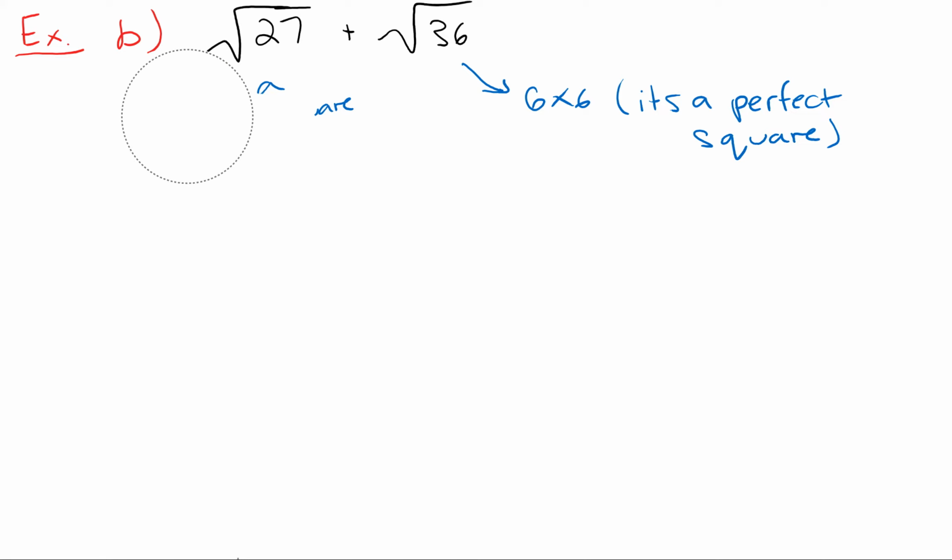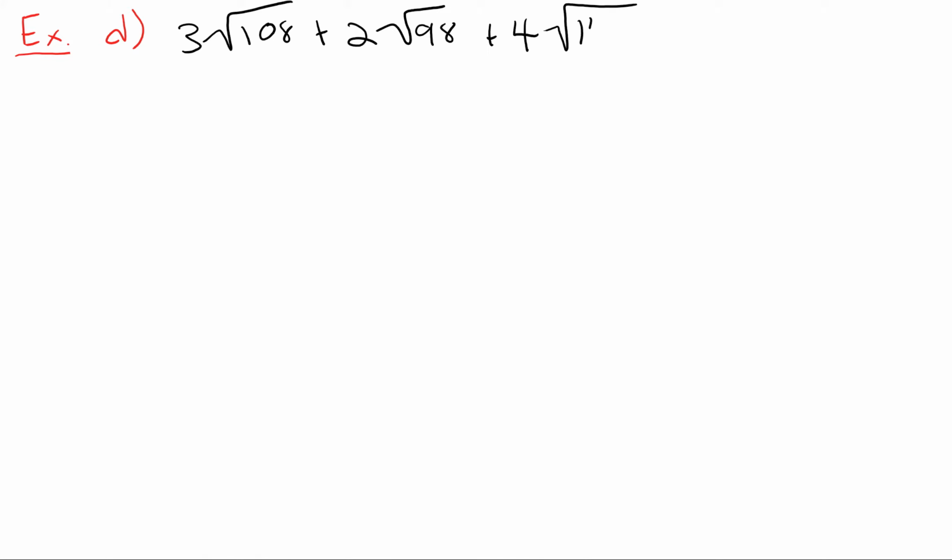Let's erase this. I was moving the slide up before, but I've run out of space, so I'm just going to be erasing from now on. Okay, so now we have a longer expression that we're going to try to simplify, using some radicals. This is example D, and in this example we have 3 root 108 plus 2 root 98 plus 4 root 147.